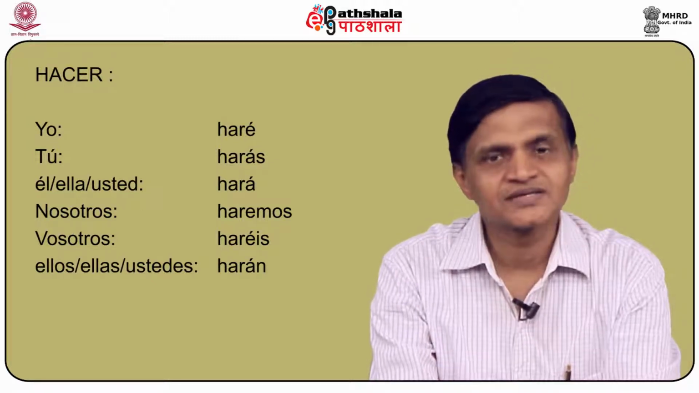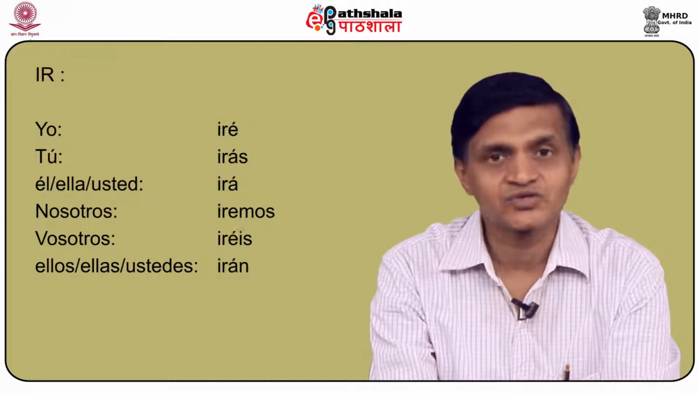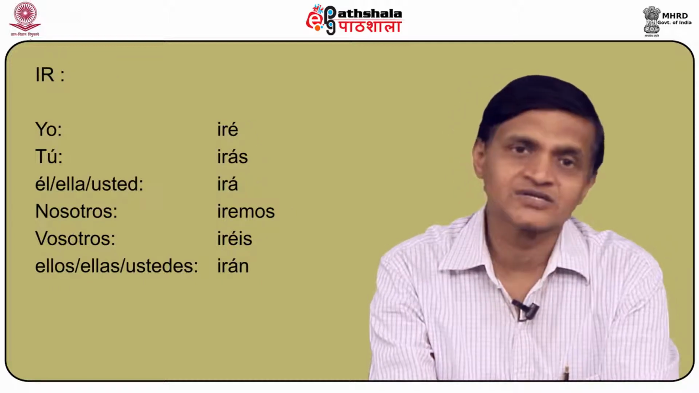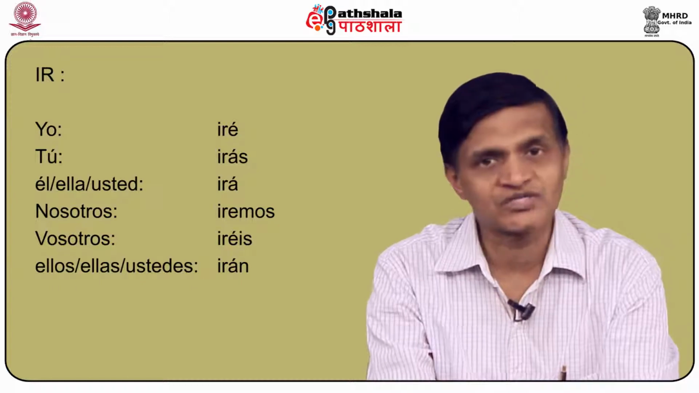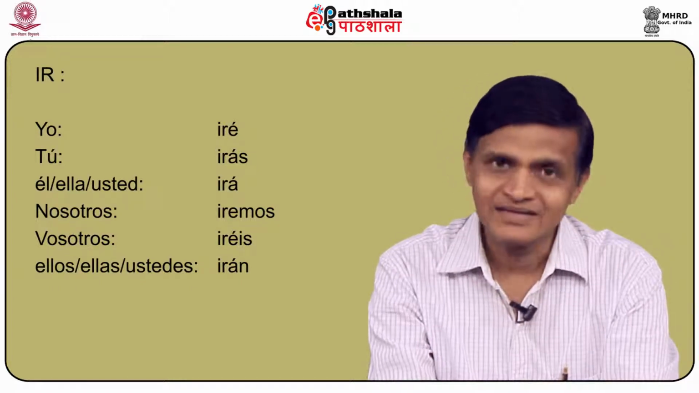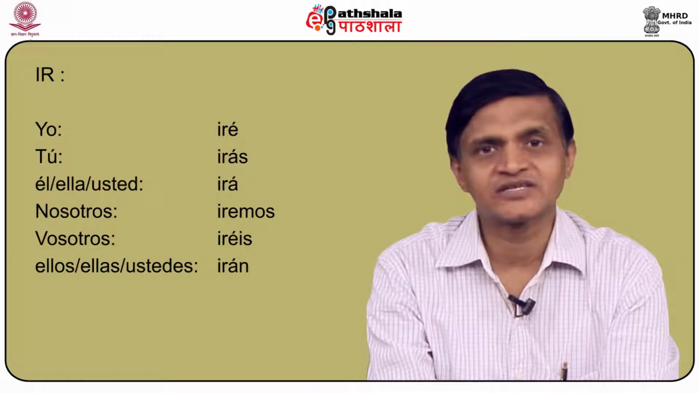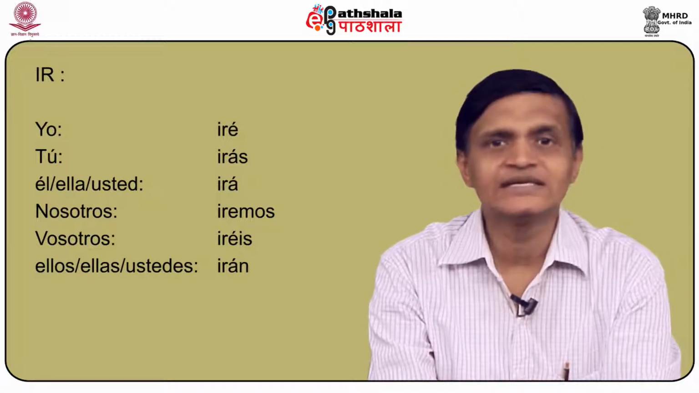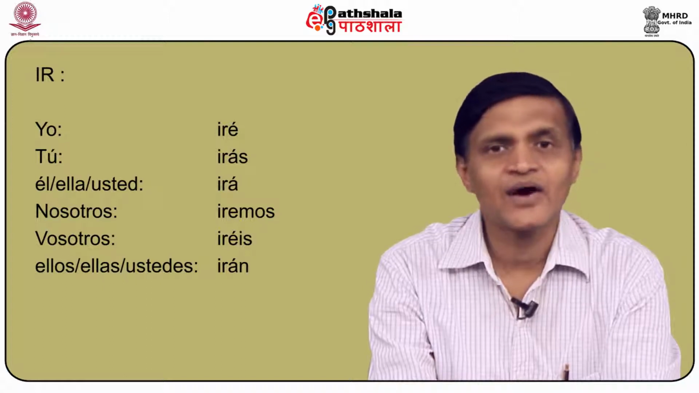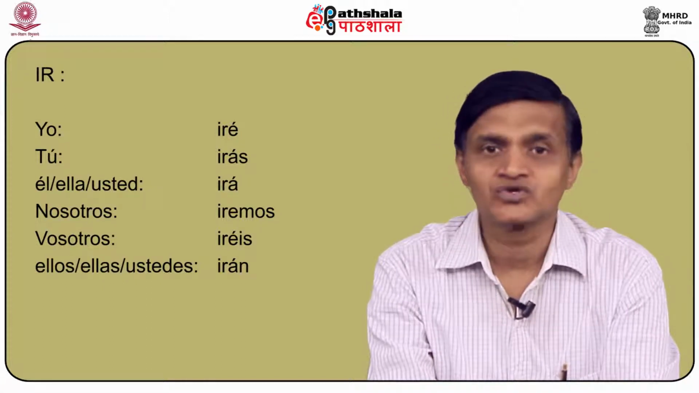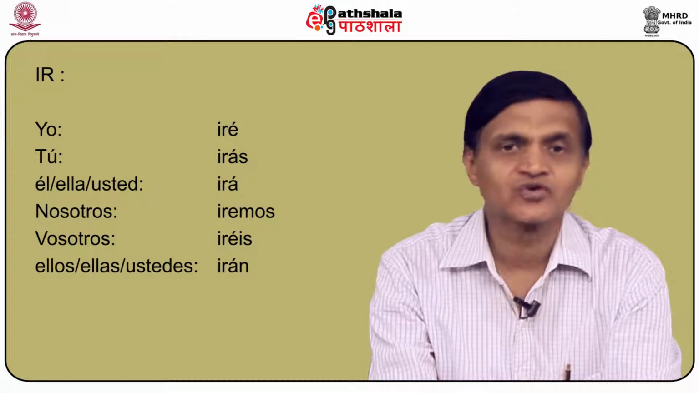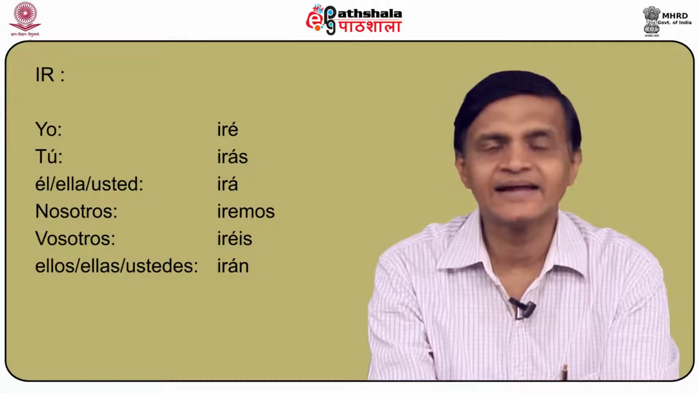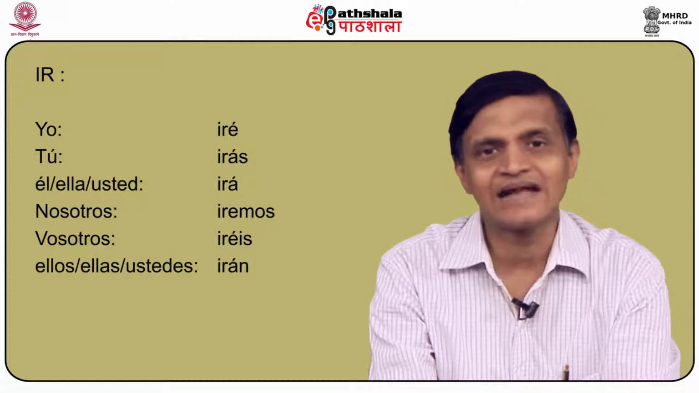How do we conjugate the verb ir, which is also a very important verb and it is always irregular in all its forms? Well, ir in the future is conjugated in the following manner. Yo iré, tú irás, él, ella, usted irá, nosotros iremos, vosotros iréis, and ellos, ellas, ustedes irán.